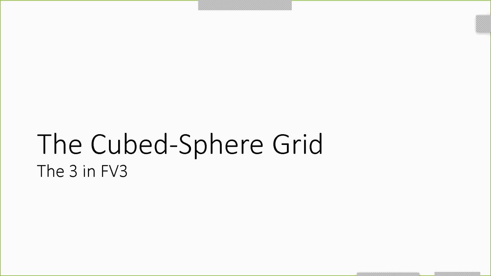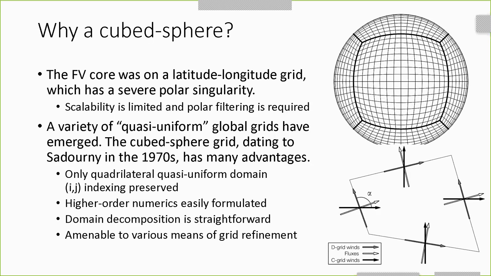So moving on to the cubed-sphere grid, this is what puts the 3 in FV3. The earlier versions of FV used a latitude-longitude grid. It has a lot of nice features, but the problem with a latitude-longitude grid is the convergence of meridians at a pole, which severely restricts your time step and requires you to apply polar filtering. That polar filtering requires a lot of data to be exchanged between processors, and that limits how well you can scale your model out to a larger number of processors. The latitude-longitude grid did a good job for a long time, but it's getting to the point where it needs to pass away.